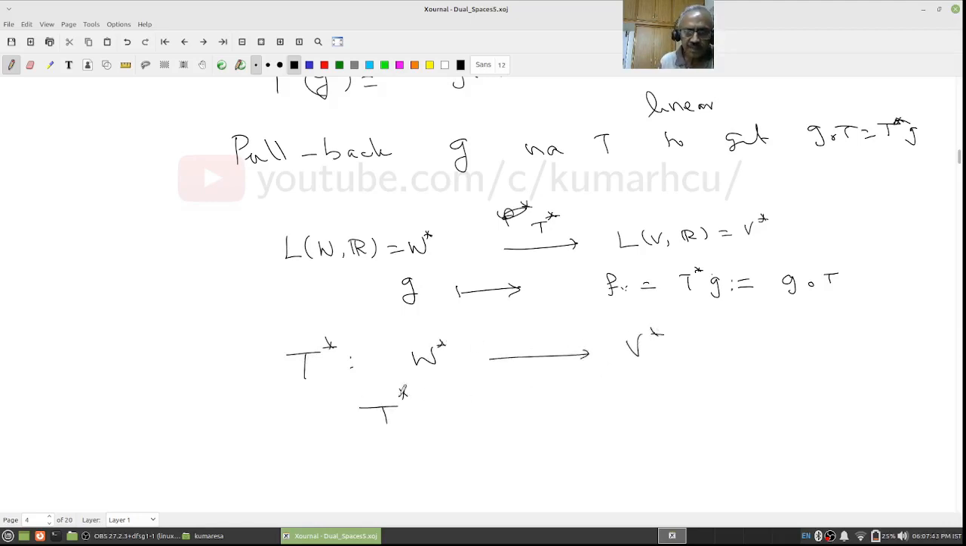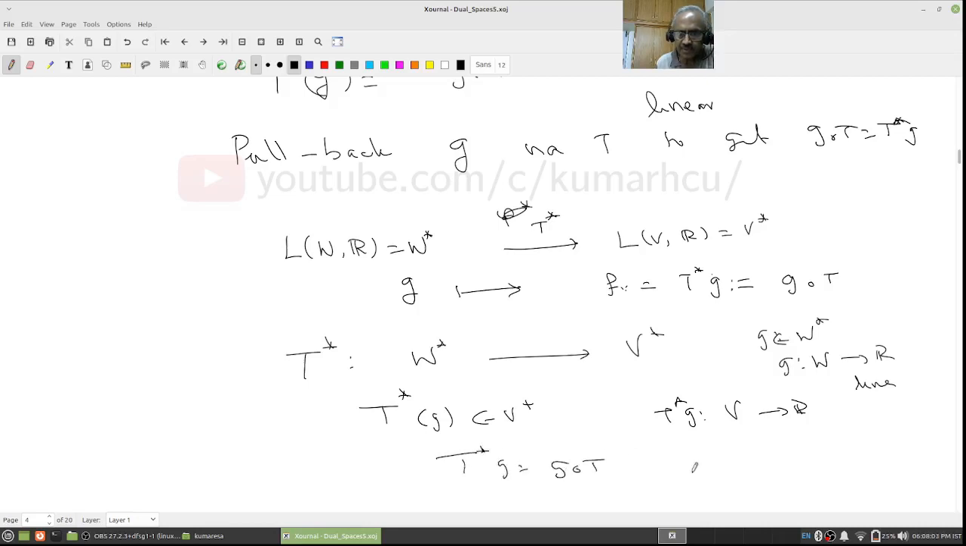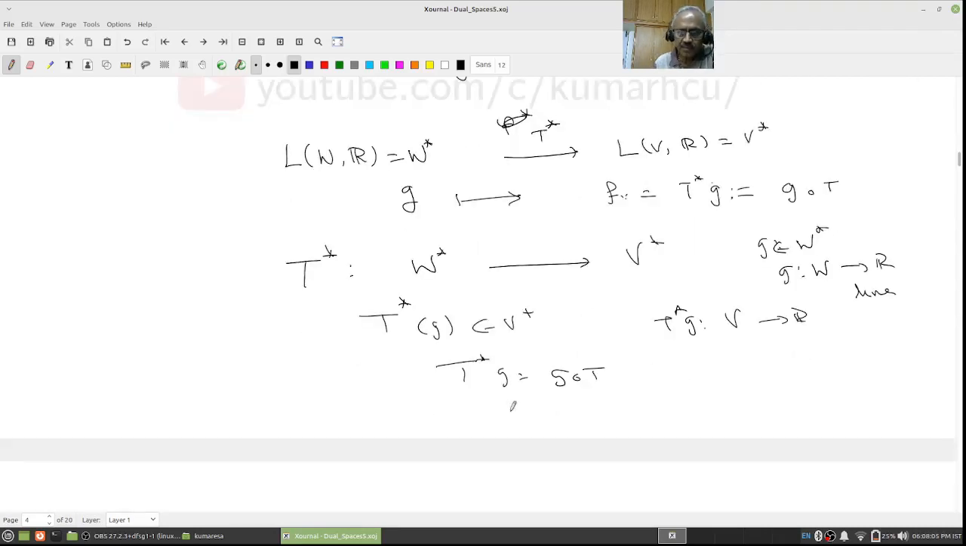What is T star? You give me a map g. What is g? g is in W star, which is the same as saying g is a linear map from W to R. Then T star of g belongs to V star. That means T star of g must be a linear map from V to R. What is that linear map? T star of g is g composite T. Take some time. Pause, review, proceed.